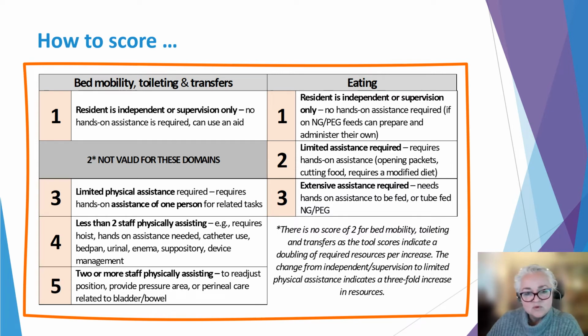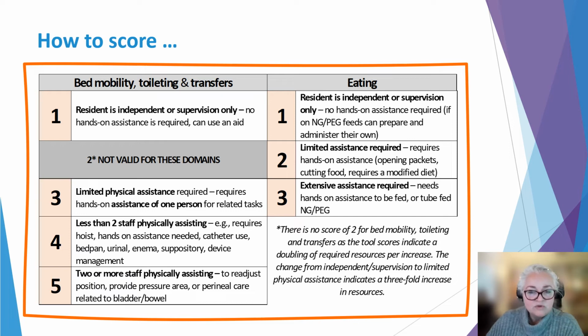When you're scoring 4, it says there that it's less than 2 physically assisting, and what that really means is it's 1 staff member and it's equipment. So that equipment could be a hoist, it could be in the context of toileting catheters, bedpans, urinals, giving suppositories or enemas. With transfers, it could be using a stand-up lifter. It could even be moving the resident in a wheelchair to get from one place to the other, or a commode. All of that is 1 person doing that job with a piece of equipment, and that's a score of 4.